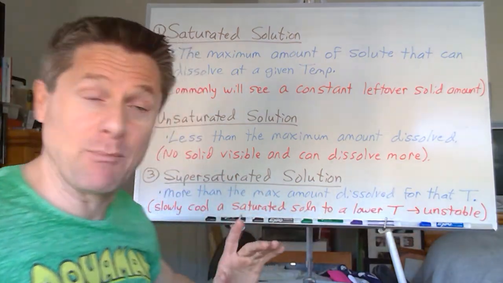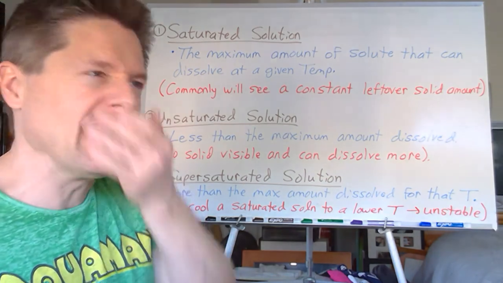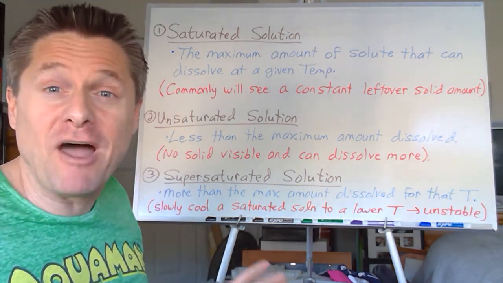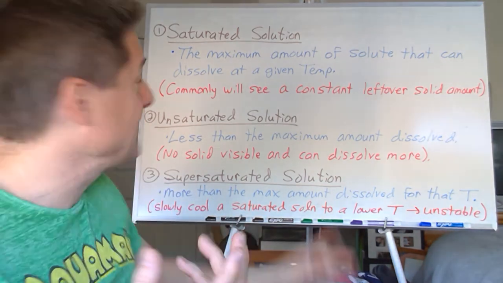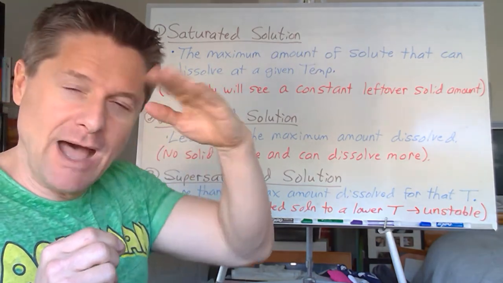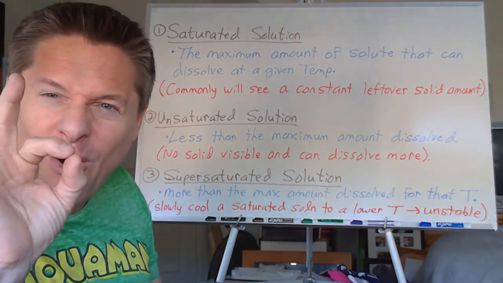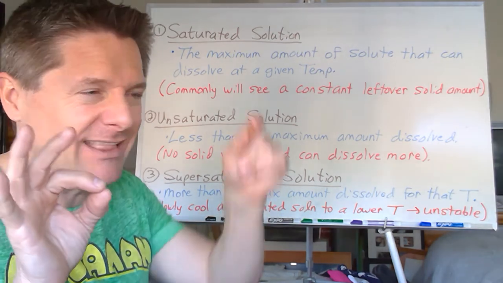It's incredibly unstable, but you have more than the maximum amount. It's called supersaturated, incredibly unstable, and lots of fun. And it will look like an unsaturated solution. You won't see any solid in there. But if you take the layer off the top very carefully and add just one little particle of the solute or anything, like a hair.